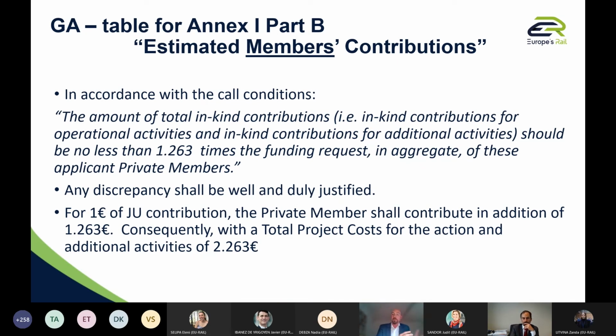The non-beneficiaries, non-members, the members, and the JU. So for the members, any discrepancy in this leverage effect should be well and duly justified. So we have some parts. And then again, if we have €1 of contribution, in the end, we should reach 2.263 euros. This was calculated previously. Next slide.